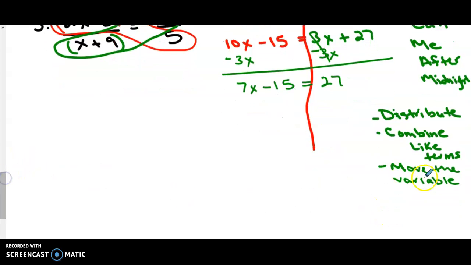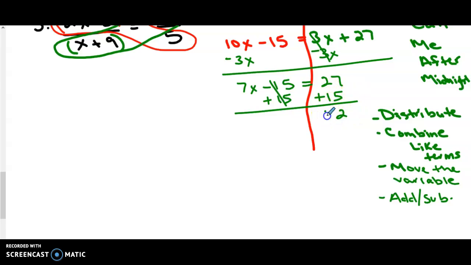Then the A stands for either add or subtract. So again, we're trying to solve for x. This is like a regular two-step equation. So let's get rid of this minus 15. Since it's negative 15, we want to add 15 on both sides. Okay, this cancels out. 27 plus 15 is 42. And I'm just going to bring my 7x down.